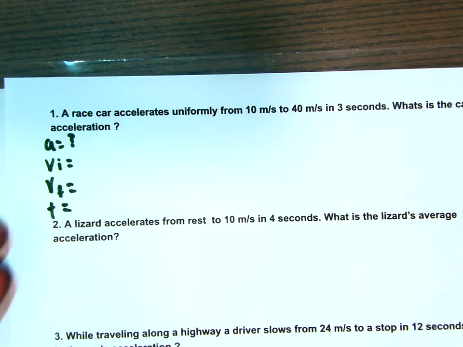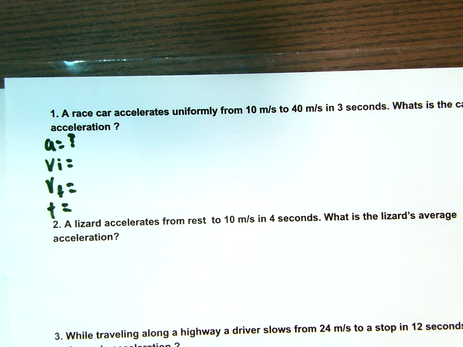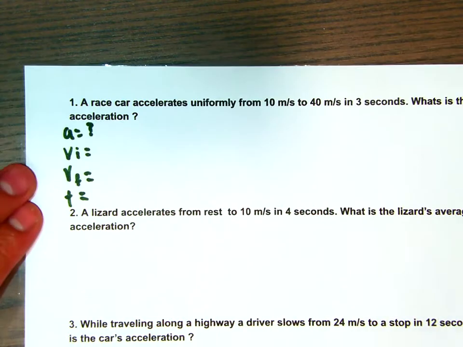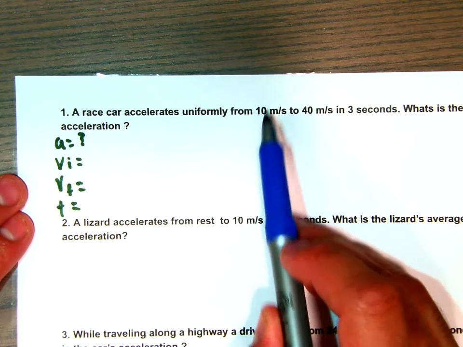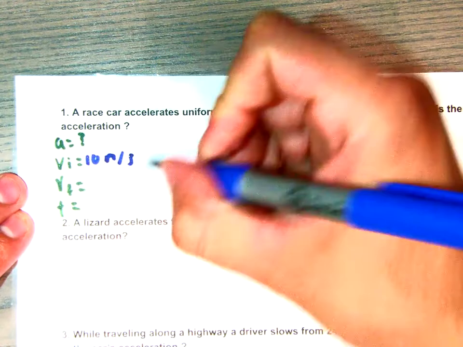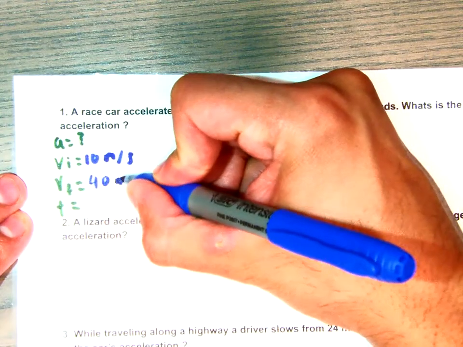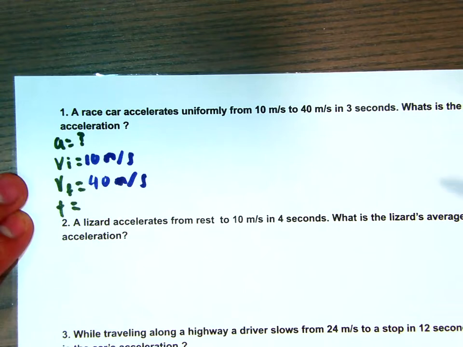Okay, so every problem is going to give you 3 things, and you have to solve for 1. Maybe you don't think it's giving you 3 things, but every problem, I can guarantee you, gives you 3 things, and you have to be able to solve for 1 thing. So in this example here, I started at 10, so that's my initial speed, 10 meters per second. My final speed was 40, so that's 40 meters per second. Then how long did it take to do that? 3.